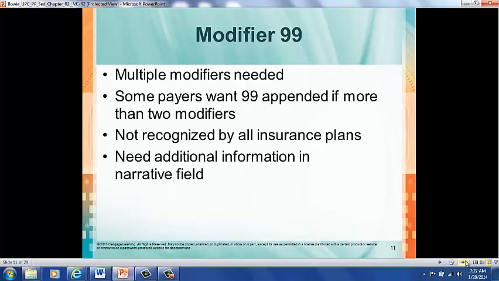Modifier 99, multiple modifiers, indicates that multiple modifiers are needed for an individual CPT code. This modifier is not recognized by all insurance plans, so coders must review the coding guidelines for plans that are being billed. Medicare recognizes Modifier 99, and coders should refer to Medicare Administrative Contractor information for instructions on reporting this modifier. Many Medicare Administrative Contractors require Modifier 99 to be entered in the first modifier field when more than two modifiers apply.